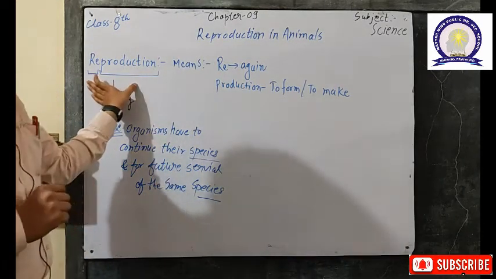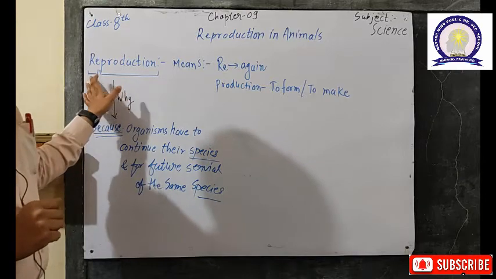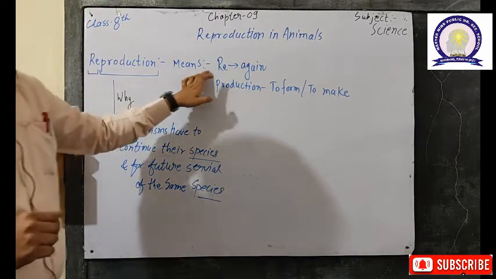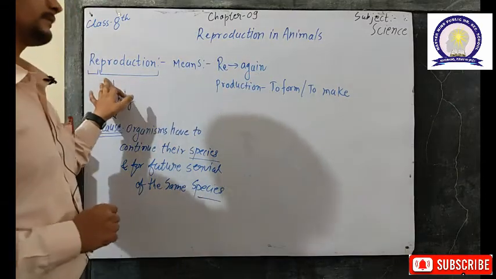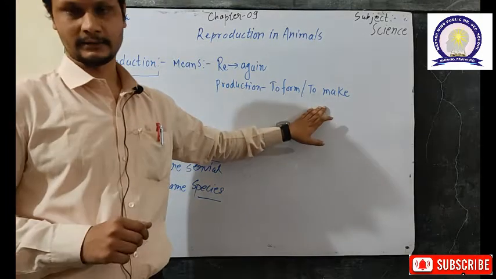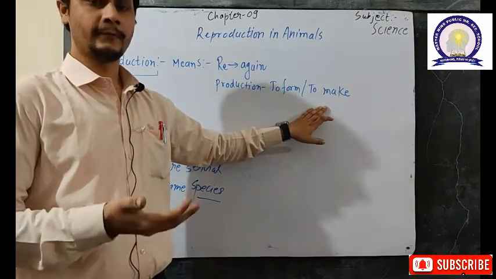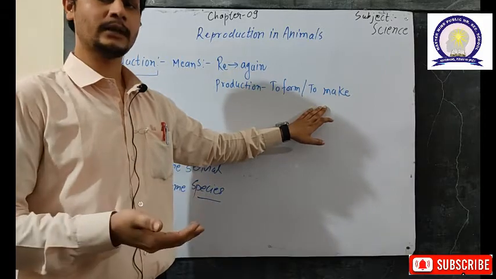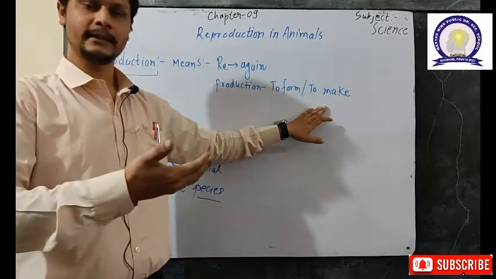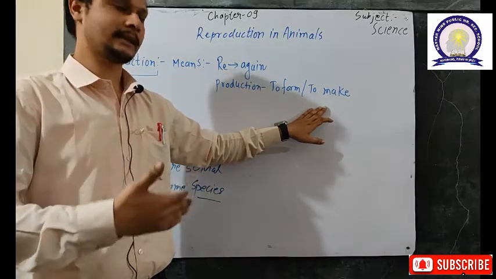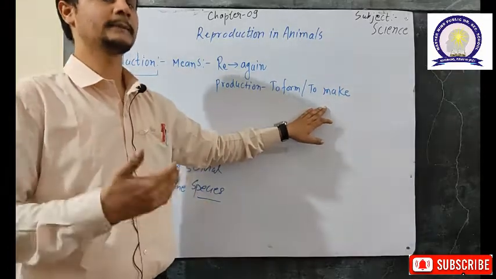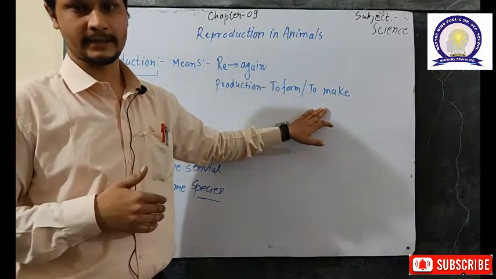So reproduction stands for two words. The first word is re, which means again, and production means to form or to make. When an organism forms or makes its own type, that means when an animal produces an animal like itself, that process is called reproduction.